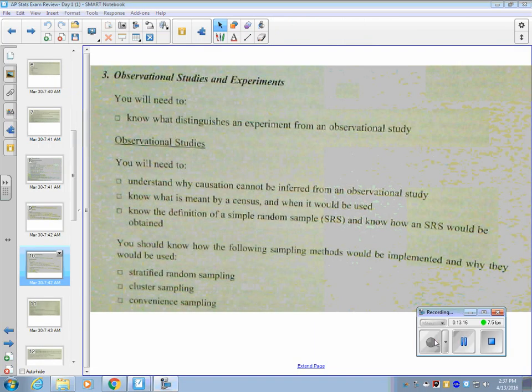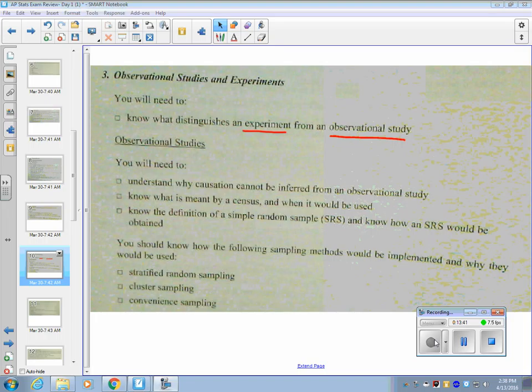All right, so the next big unit that we're going to talk about has to do with observational studies and experiments. One of the things I want to make sure is that we can differentiate between an experiment and an observational study. Let me turn these lights off, because I used my camera to take pictures of the workbook. Is that better? Can you read them a little better that way?